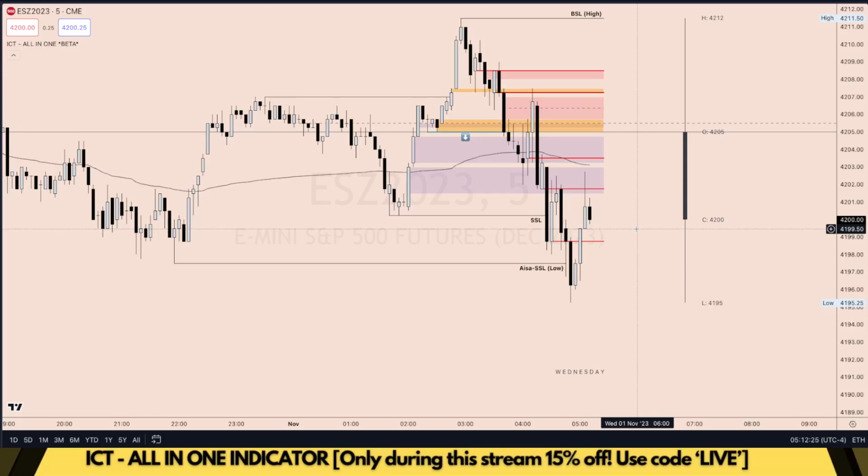Old support, turn into resistance. We form our low, high, higher low, higher high. Between this high and this high, we look for the lowest down closing candle. Done.